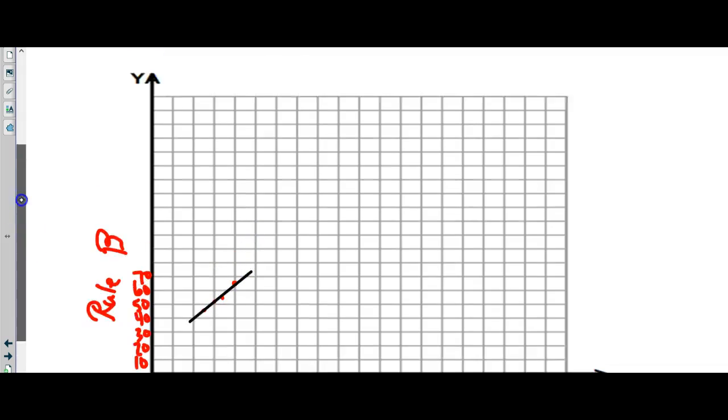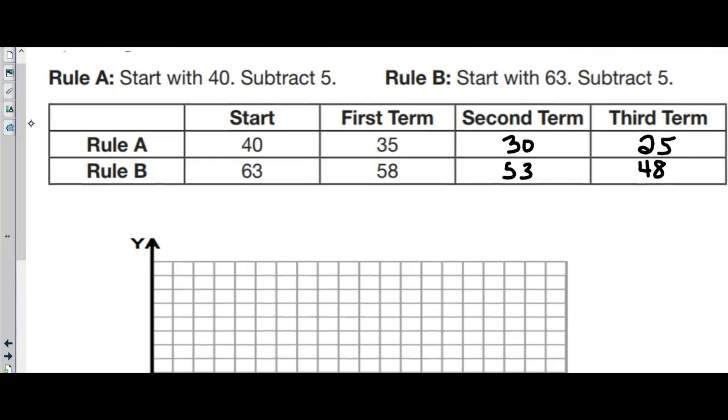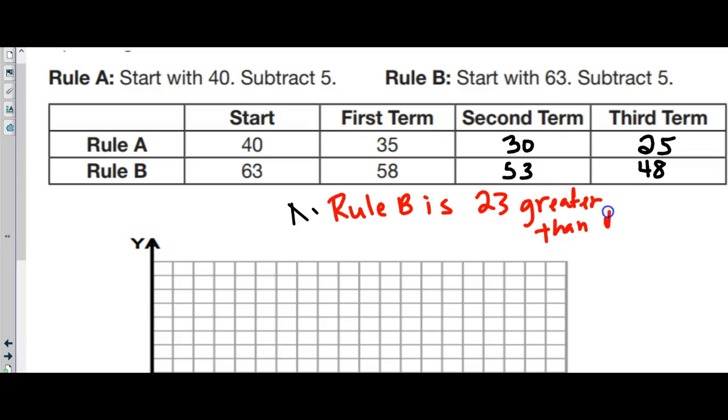The relationship between these values is that rule B is 23 greater than rule A.